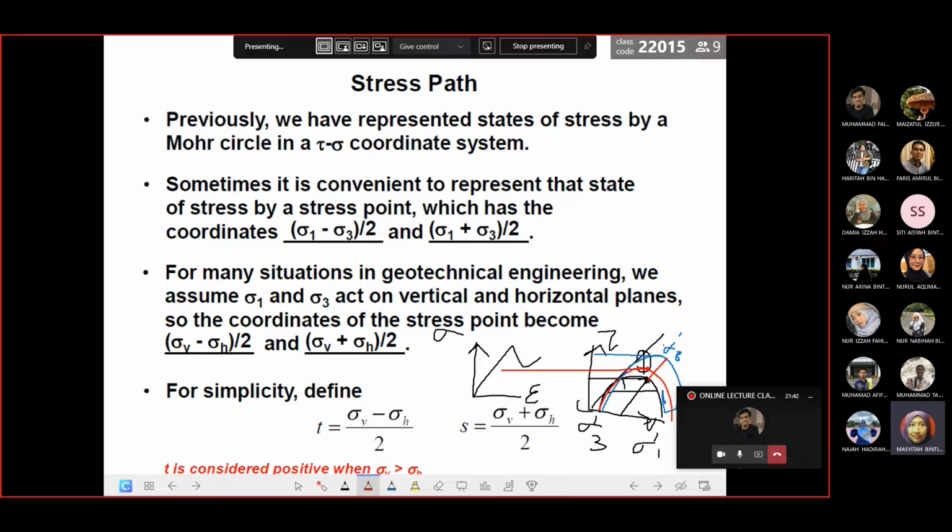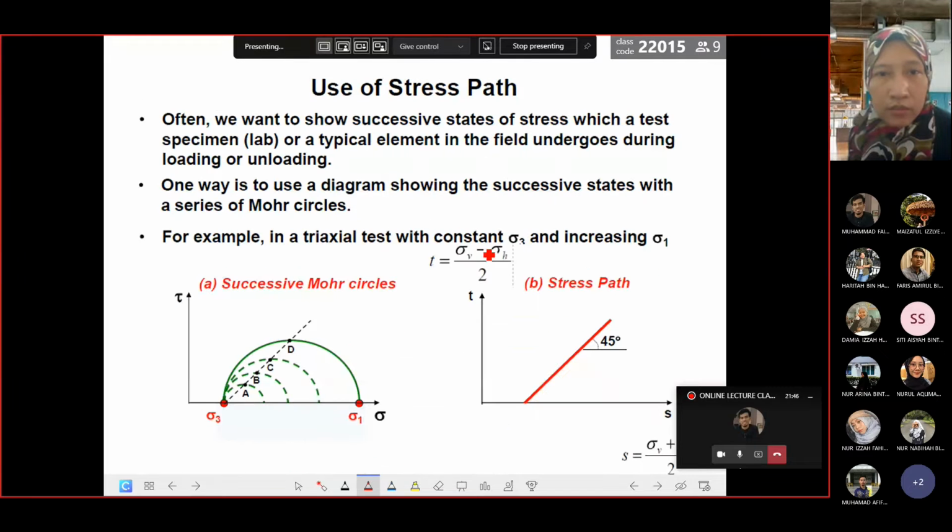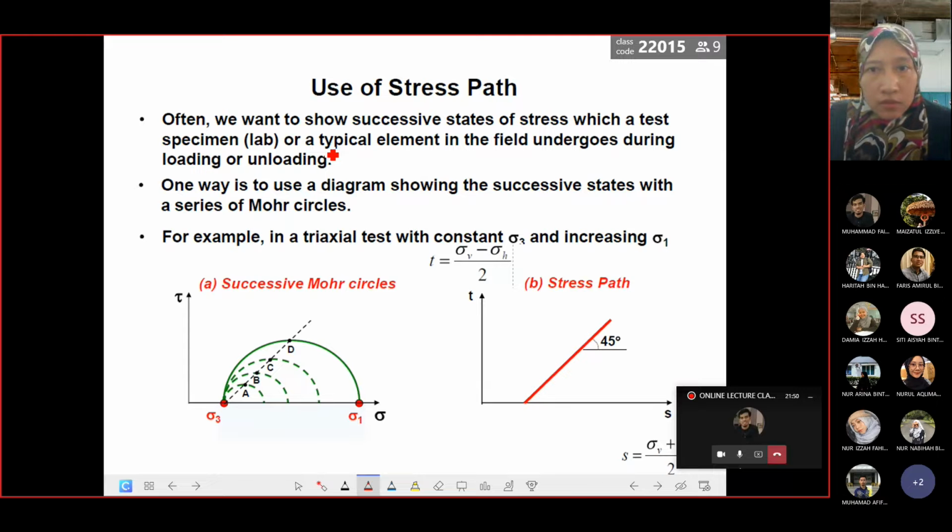Okay, sorry. For the next slide, we move on. Okay, the use of stress paths. When we want to show the successive states of stress which a test specimen in the lab or a typical element in the field undergoes during loading or unloading. This is what I told you, how we want to simulate on-site conditions and then bring them to lab conditions, when you apply load and then when you release loading, what will happen.